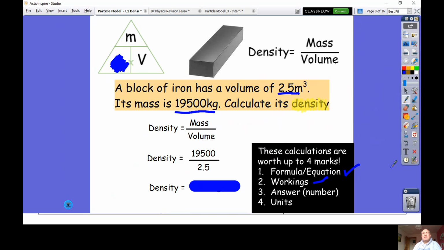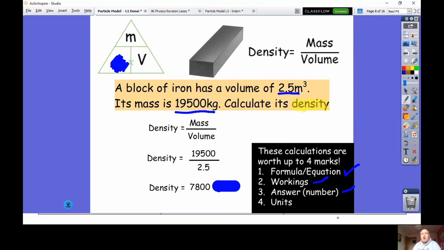Now I use my calculator to work out the answer to the sum. 19,500 divided by 2.5. Type it into your calculator now. See if you get the same answer as me. 19,500 divided by 2.5 is 7,800. Great job. We've got the answer and the third tick.